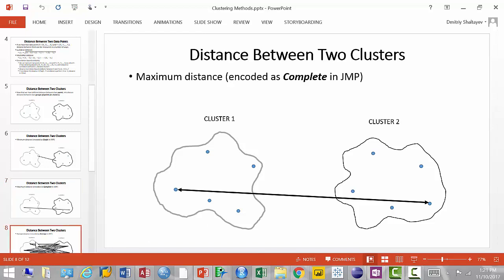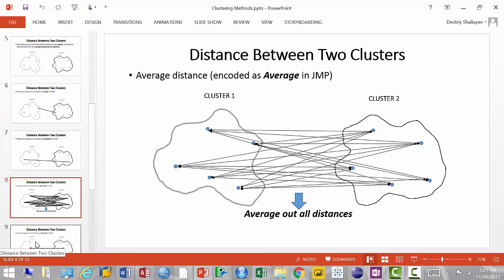Here is another one that probably makes even more sense. What I can do is say, well, my cluster 1 contains how many points? 5, right? My cluster 2 contains 5 points. So how about this? I'm going to take point 1 from cluster 1 and measure all the distances to all points in the other cluster, all 5 of them. And I can do the same thing for the others. So overall, how many total distances do I have in this picture?